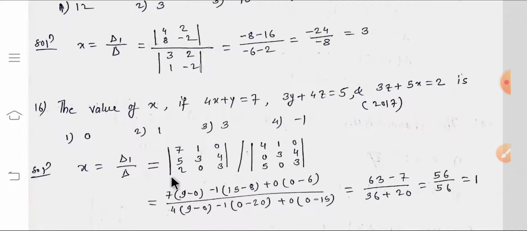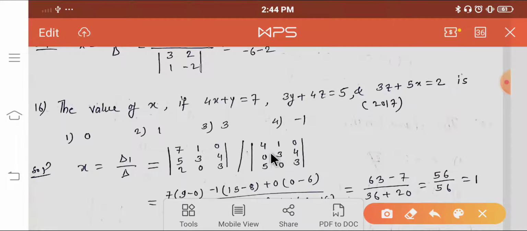Then how to write delta 1? Delta 1, we write the first column as independent terms. Independent terms are 7, 5 and 2. 7, 5, 2, 1, 3, 0, 0, 4, 3 and upon this expansion.